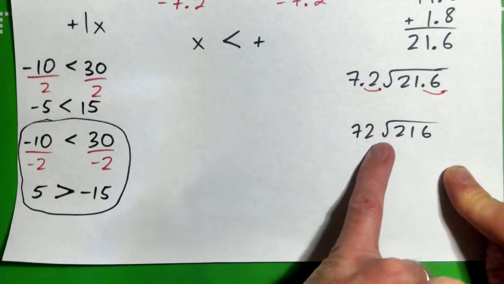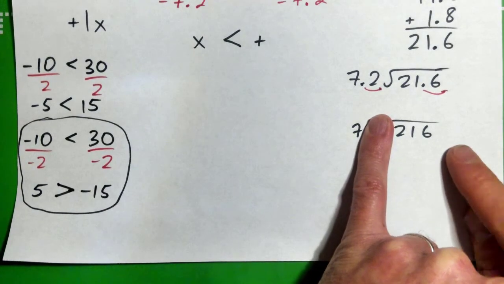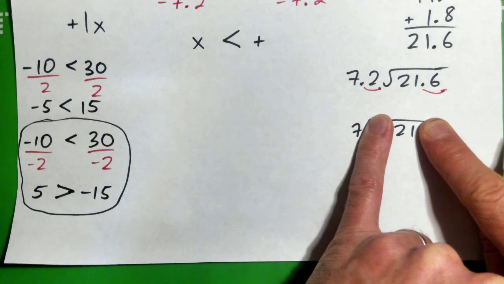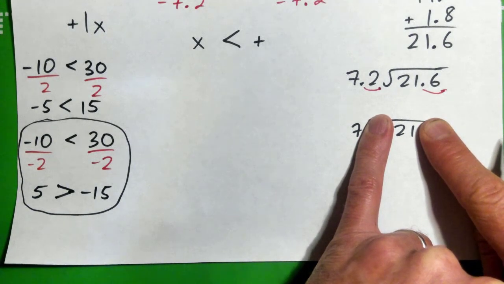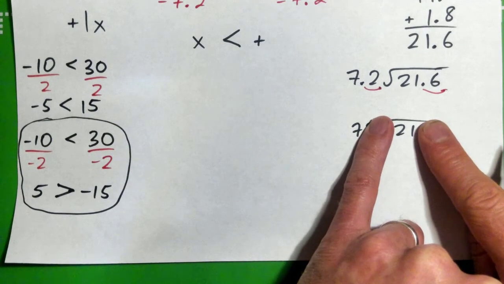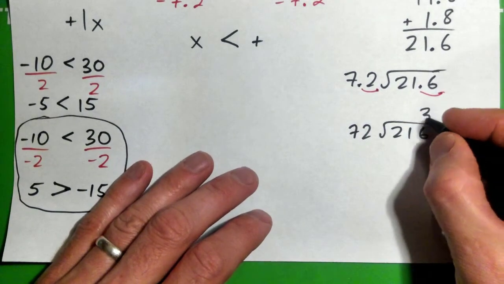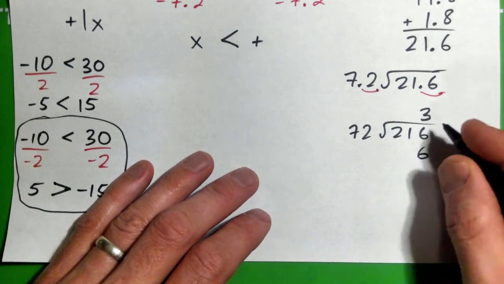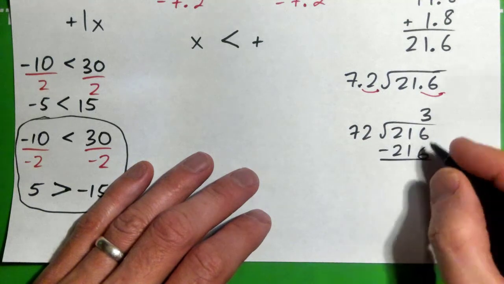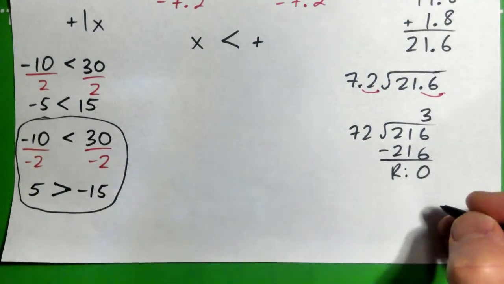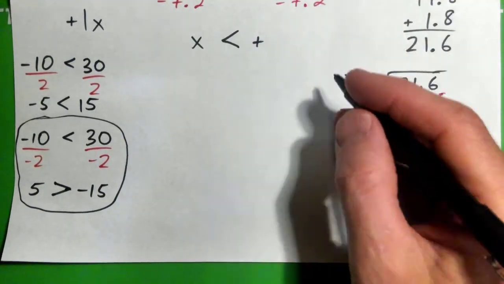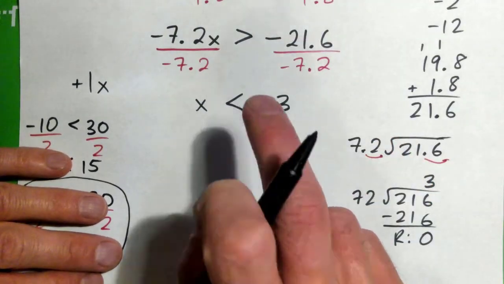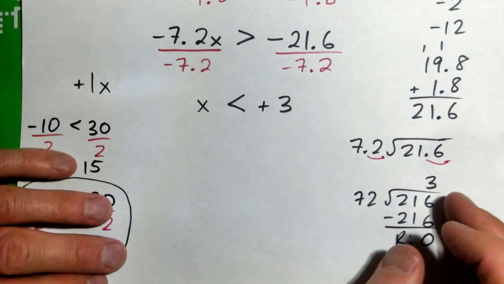Good point. If you block off that 2, you're just looking at a 7. And if you block off this 6, you're looking at 21. So 7 into 21, 3 times, right? So that makes it a little easier like that. So 3 is a good guess. 3 times, and then we multiply. 3 times 2, 6. 3 times 7, 21. And now we subtract, remainder 0. So this divided by this does in fact make 3. And again, it's negative over negative, so the sign is positive. So you have x is less than 3, right?